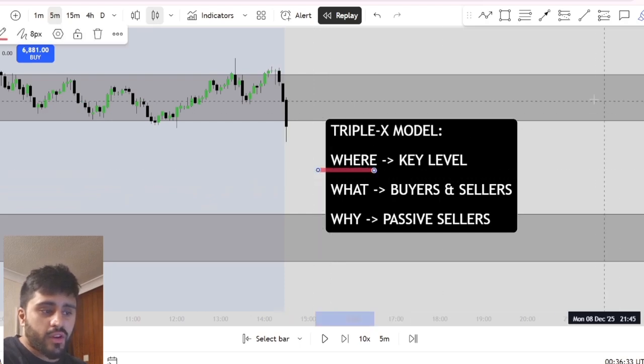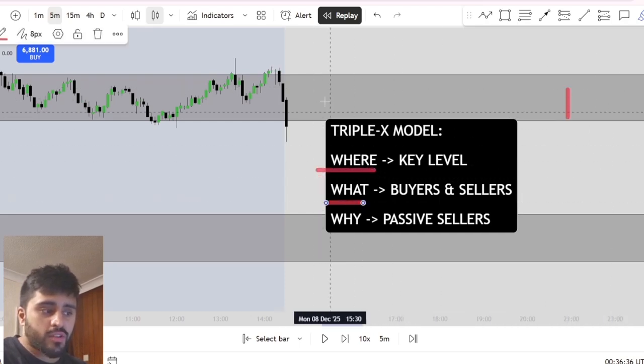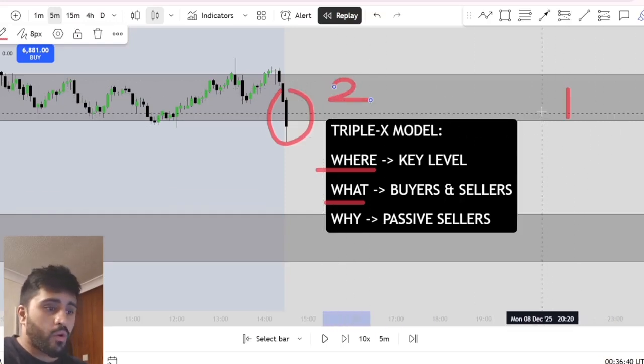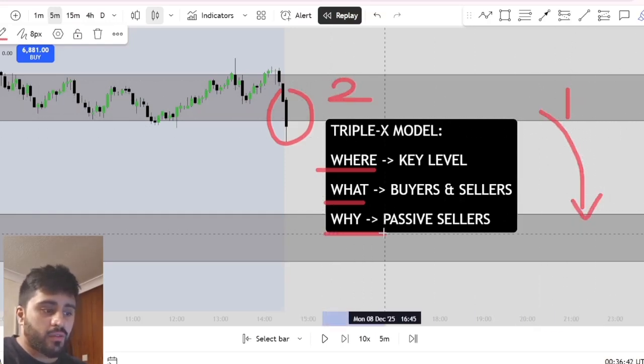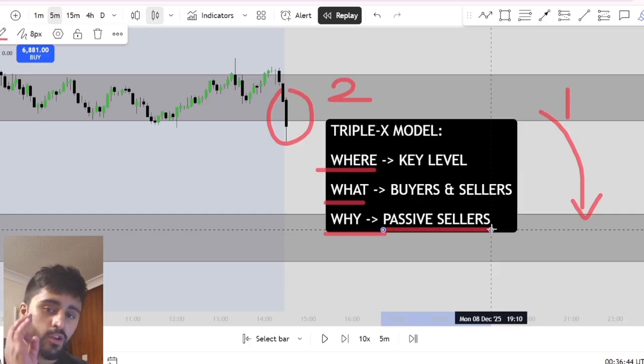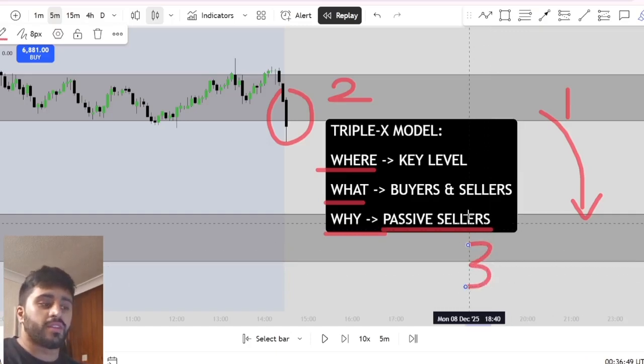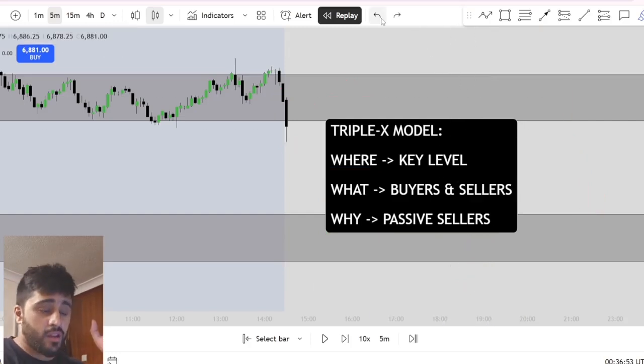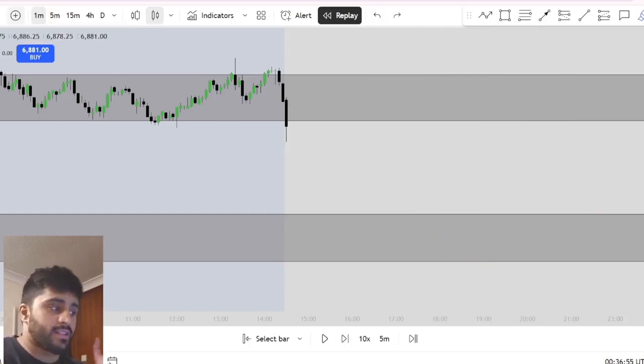You need to know where to trade from. That's your key level. You need to know what to look for, so that's in this region, buyers and sellers. And you need to know why the market wants to move down. Why did the market move down? It's because of passive sellers. So that's where the order flow comes in. Step 2 and 3 is where the order flow comes in. But this is basically the XXX model, and this is how you want to approach any market for any session on any time frame.